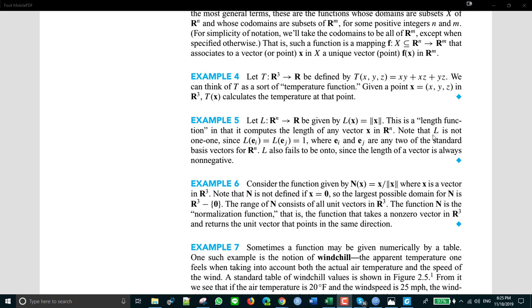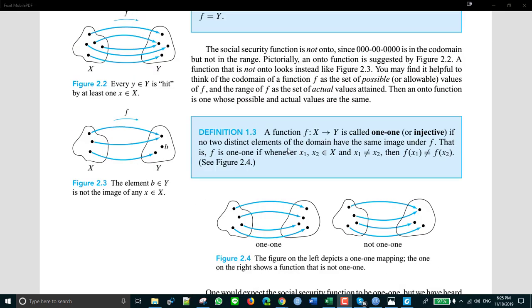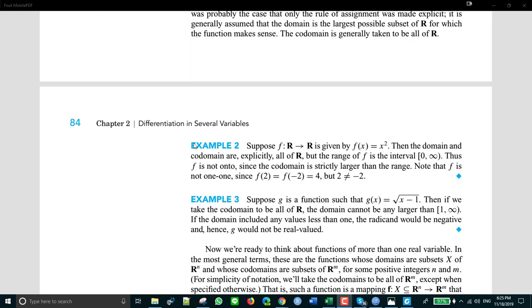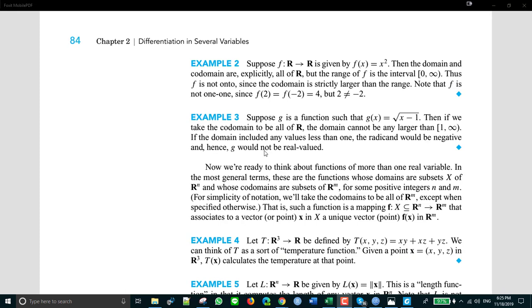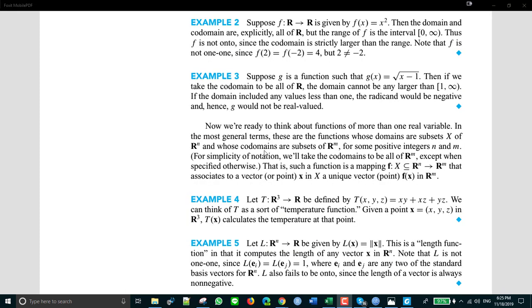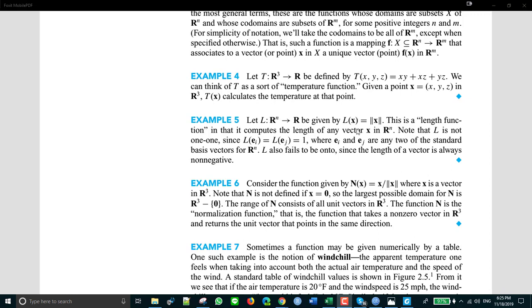Note that L is not 1 to 1. Why is that? What does 1 to 1 mean again? It means this is not 1 to 1 because we have two values here going to one value there. That's not 1 to 1. But why is this not 1 to 1? Well, let me give a quick example.